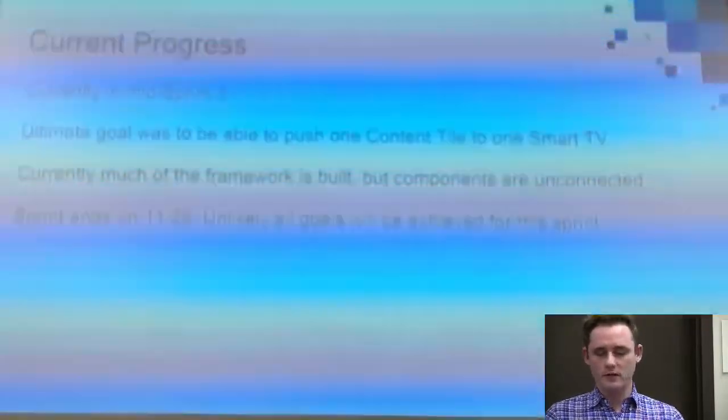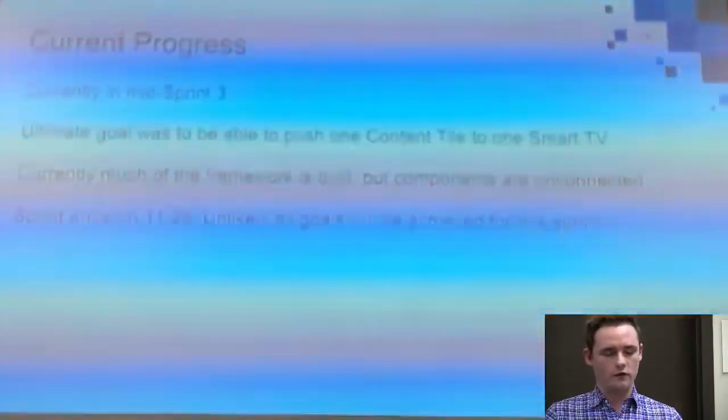Where we got to, currently, task-wise, we are mid-Sprint 3, so not quite where we wanted to be. Our ultimate goal for the MVP for this semester was to push one content tile to a smart TV device. Pretty much all the framework is built, and we've also got a smart TV component and a web app component. However, they aren't connected yet, unfortunately. We're very close, though. Our third sprint ends today, and obviously, unlikely all of our goals will be achieved currently.